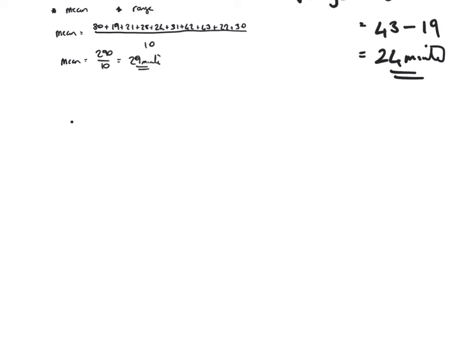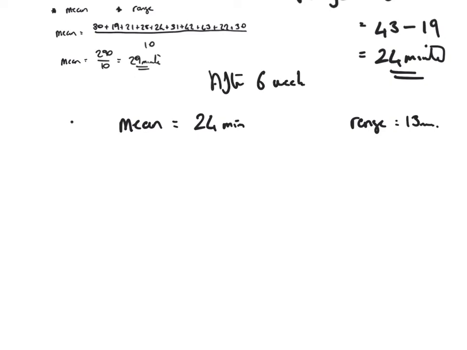Okay, the question then says that after a period of training for several weeks, the same runners then complete the 5k again. Their mean time this time round is 24 minutes, and the range this time is 13 minutes. Okay, so this is after a period of 6 weeks intensive training. The question then says make 2 comments upon their performance.